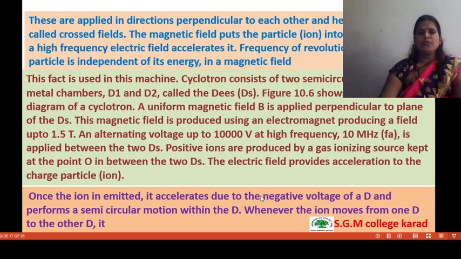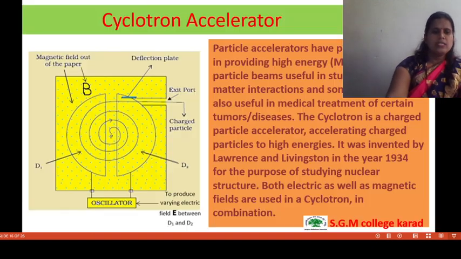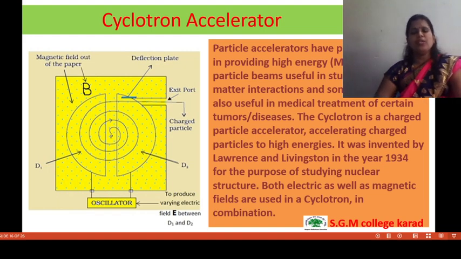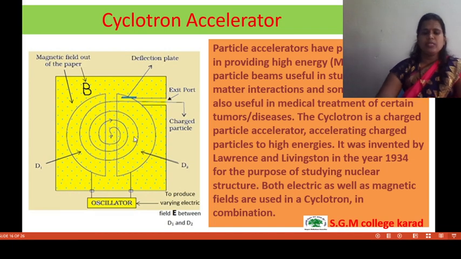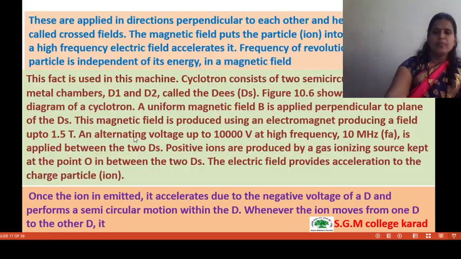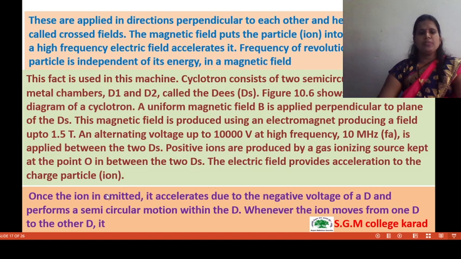It accelerates due to the negative voltage of D and performs semicircular motion within the D, where the ion moves from one D to the other D. Because of the negative polarity of the D, the ion moves, and with the negative voltage of the D it performs a semicircular motion within the D.